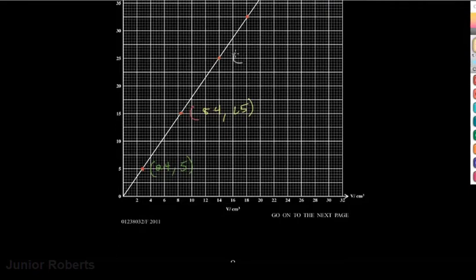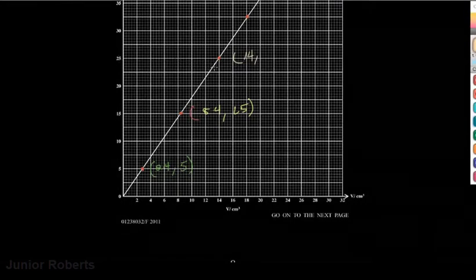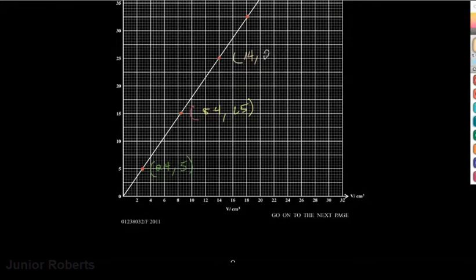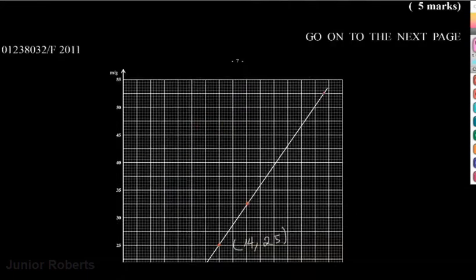What will this one be now on the x? What would this point be for the x? 14, yes. And then for the y, what would it be on the y? 25, yes. And then we will continue with this. Let me just go here.